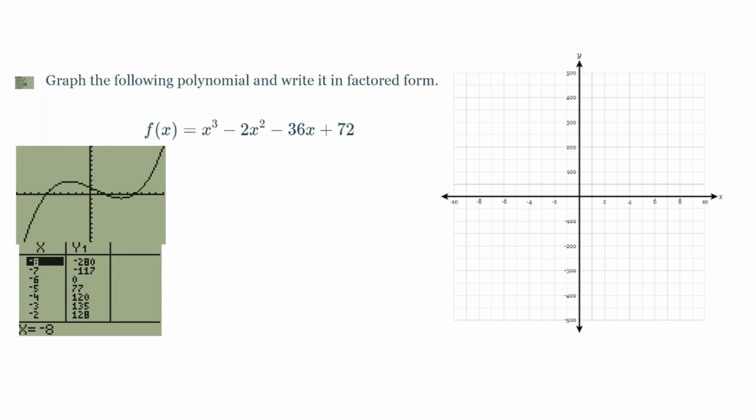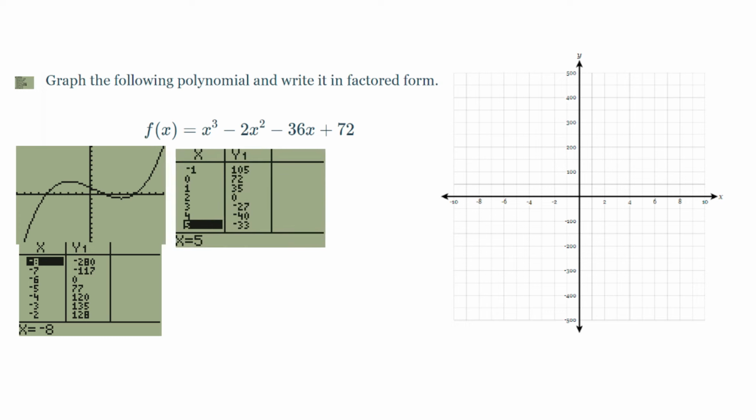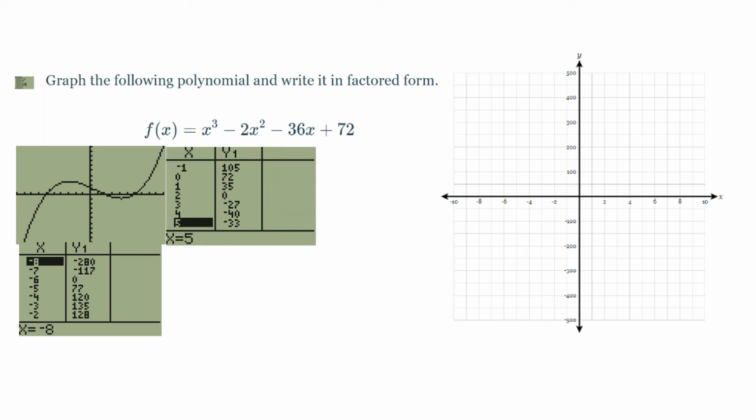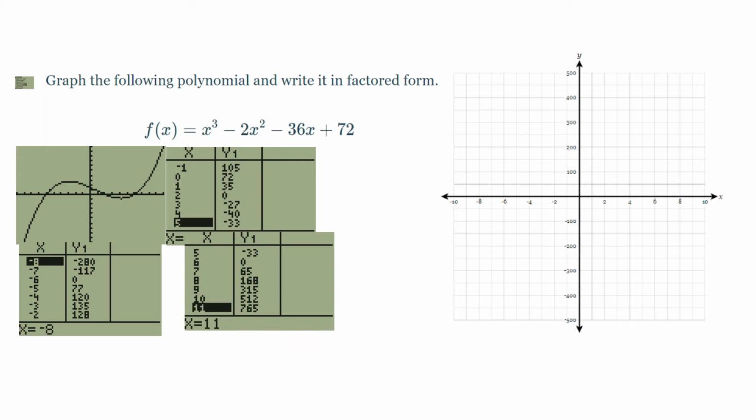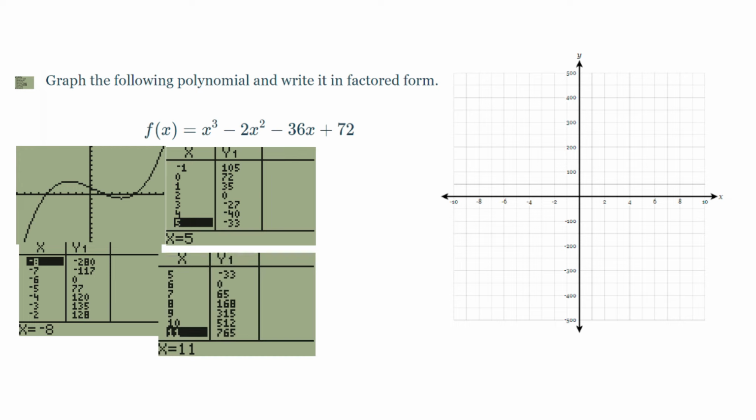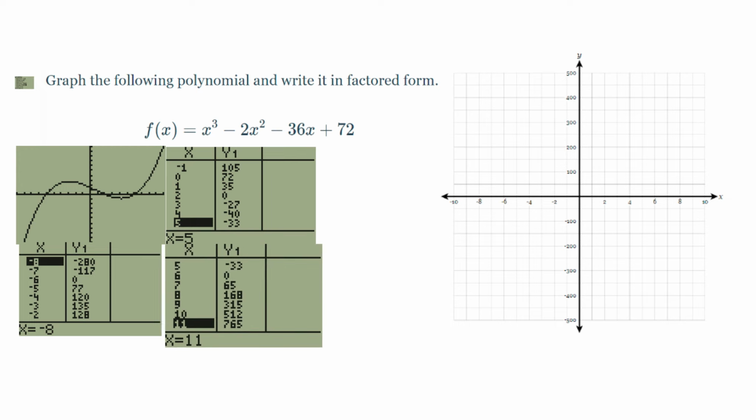Go -1 to 5. And then 5 to +10. I really probably should have kept the -9 in the picture there. But there's our table of points we're going to graph.